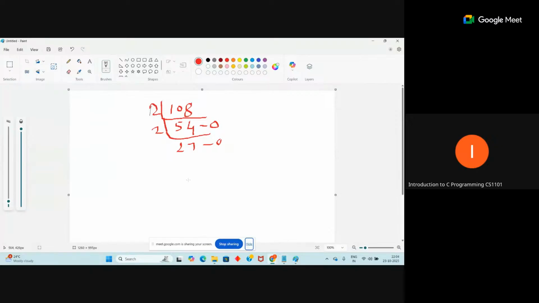So again, divide this with 2. It will be 13, remainder will be 1. Again, you divide 13 with 2.